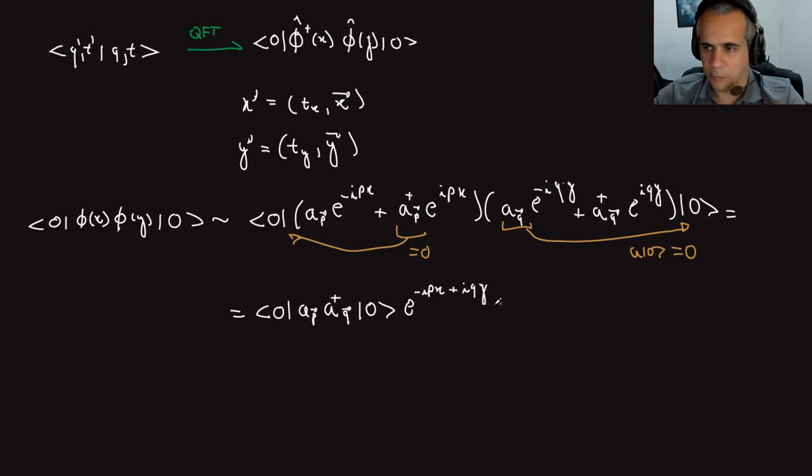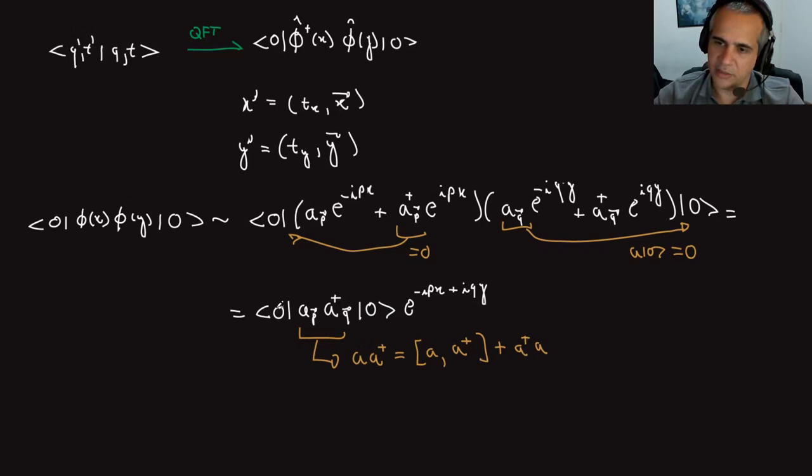And this, I can use the commutation relation between a and a dagger to write in terms of the commutator. So I know a a dagger is the commutator plus the other ordering, but this is zero between these, because this one acting to the right on the vacuum is zero, and a dagger acting to the left on the vacuum is also zero. So inside this bracket between the vacuums, I can actually exchange a a dagger by the commutator.